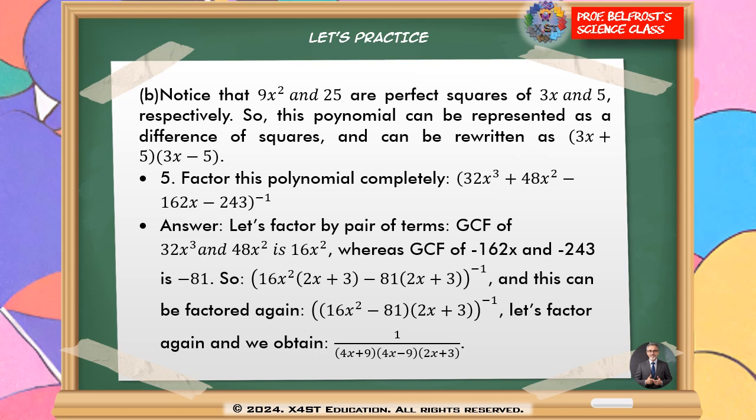Factor the polynomial completely: 32x cubed plus 48x squared minus 162x minus 243, to the power of minus 1. First we need to factor by pairs of terms. The GCF of the first and second terms is 16x squared, whereas the GCF of the third and fourth terms is minus 81. Then we pull them out and factor again, which gives us in brackets 16x squared minus 81 times 2x plus 3, all raised to the power of minus 1. Let's factor the first term, which gives us 1 over (4x plus 9)(4x minus 9)(2x plus 3). Okay, that's it.